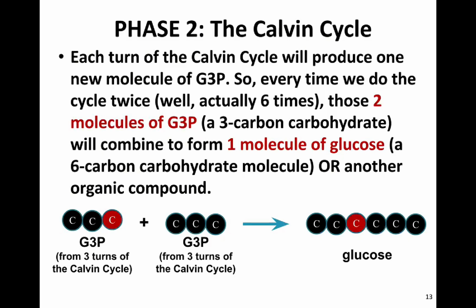And the reason for that is because we don't always end with a molecule of glucose being produced. But typically, the way it's usually explained is that, yes, the end product of photosynthesis is glucose, but that's not always the case. It's typically just used to describe the process.